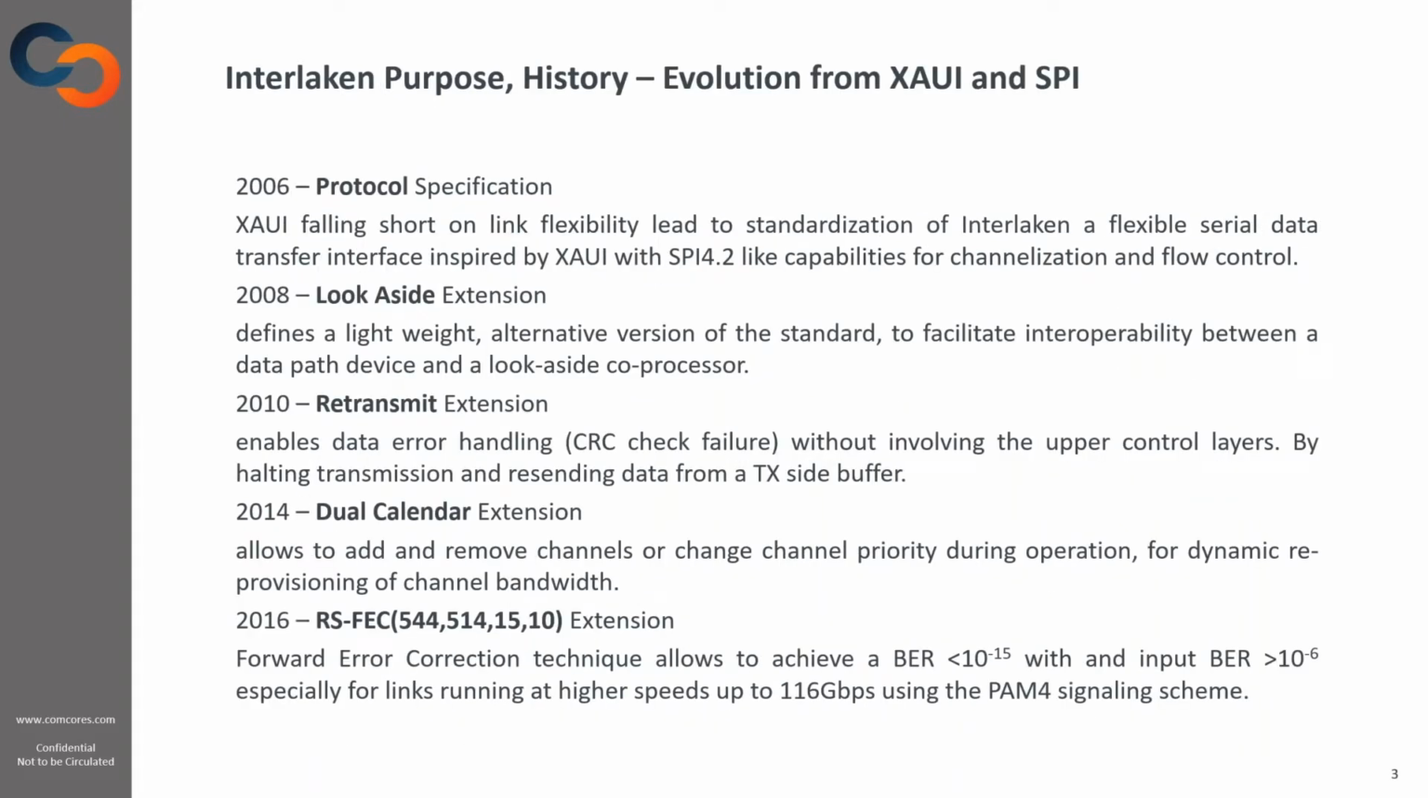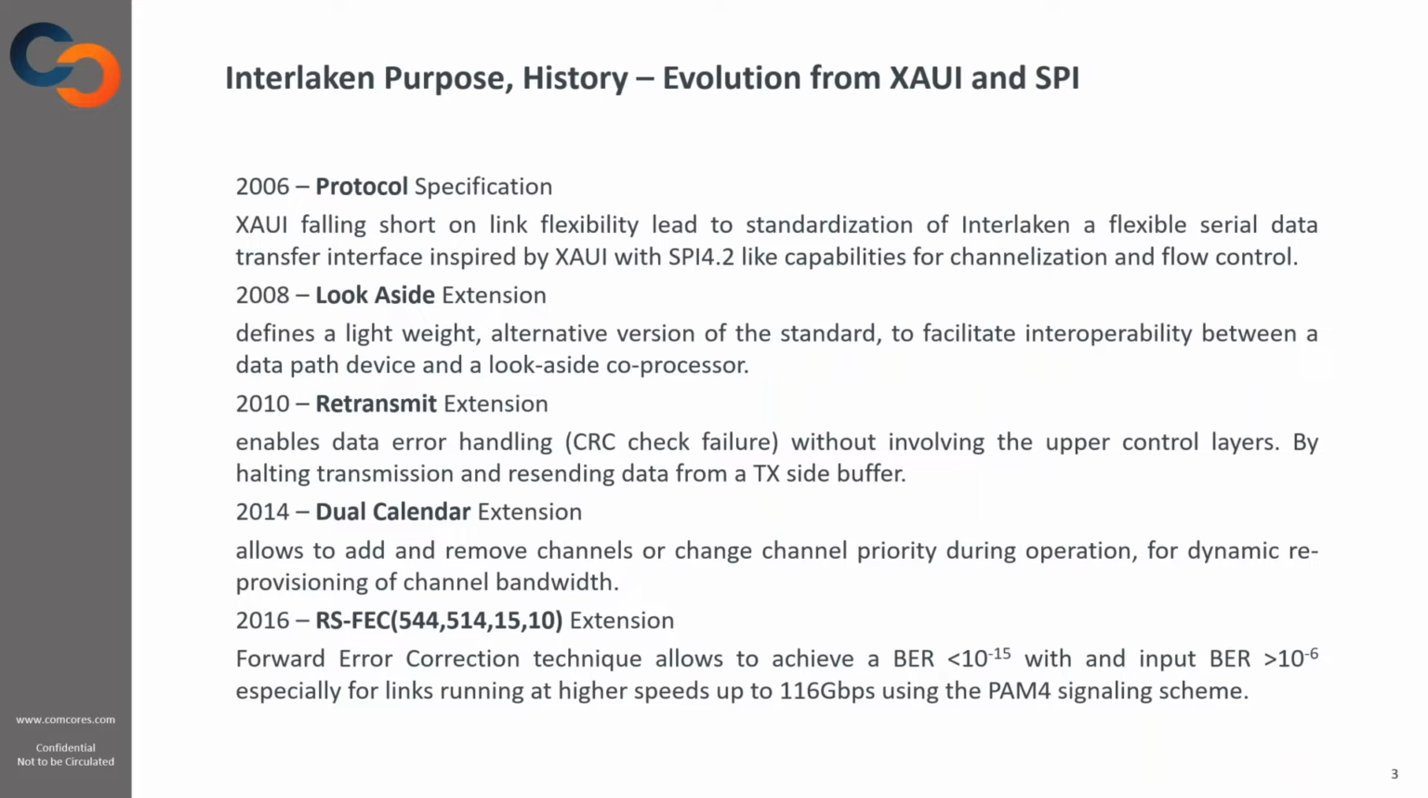Today we're talking about Interlaken, and I would like to tell you a little bit about its purpose and history and how it evolved from XAUI and SPI. So in 2006, if you remember, XAUI was sort of limited in the amount of lanes it could support, and it was meant for sending serialized data, but it didn't have features like flow control or channelization or things like that.